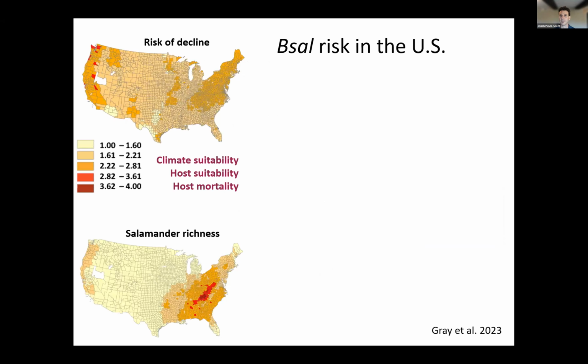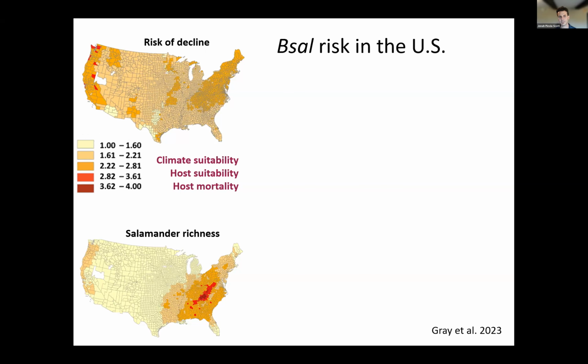The geographic distribution of that risk is not uniform. I'm going to start by showing you some of these components. At the top left, we have what we call an integrated assessment of risk of decline. That includes information about climate suitability for the pathogen B-cell, host suitability, meaning can the hosts in a particular location get infected, and what proportion of them can get infected, and host mortality, what proportion of the hosts in a given location have been shown or can be inferred to experience disease-related mortality. So that's the plot on the top left.